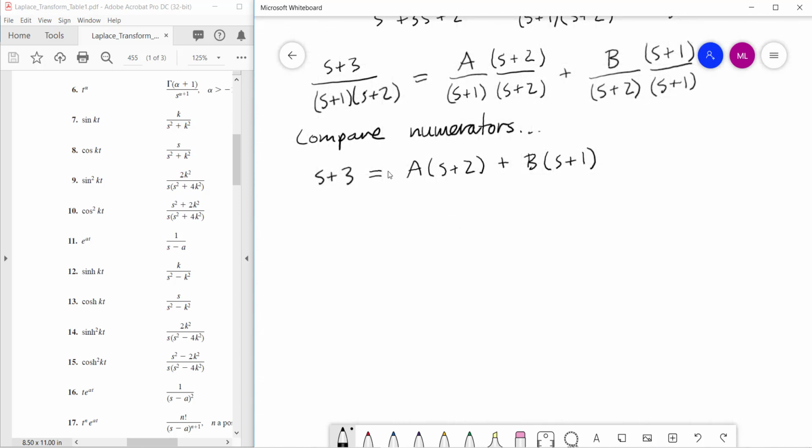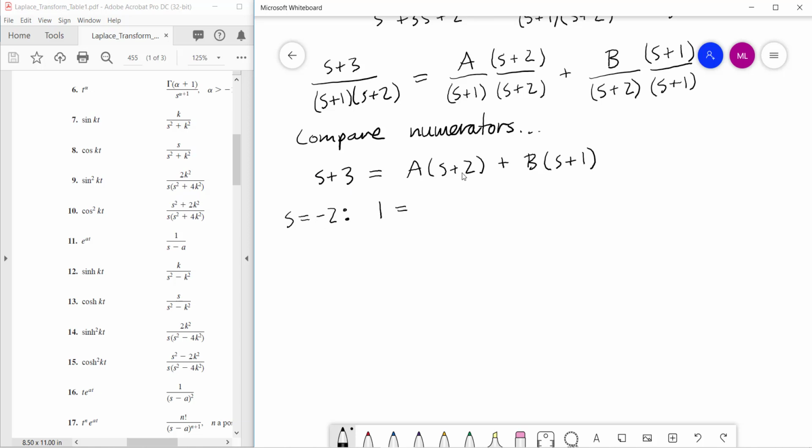This happens whenever we've got distinct linear terms. The easiest way to do it is just pick values of s that simplify the equation. This equation needs to hold true for every value of s, so pick ones that are convenient. So for example, if s is equal to -2, then on the left-hand side, -2 plus 3 gives me 1.